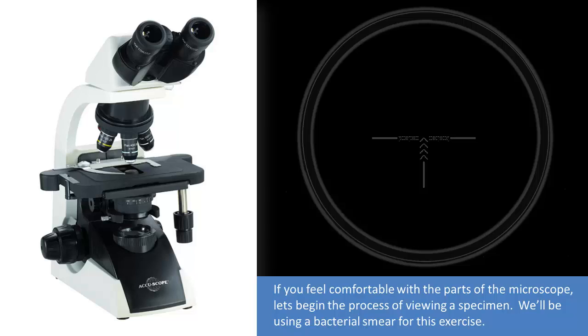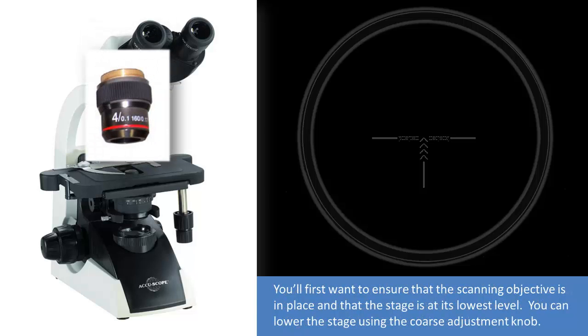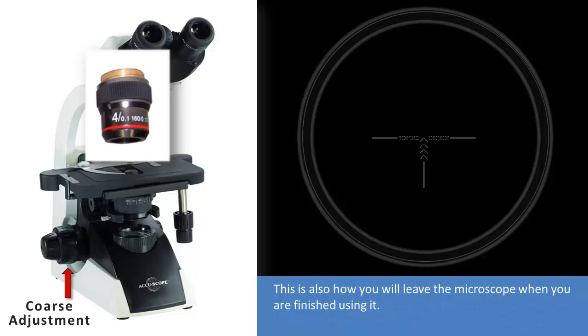Okay, if you feel comfortable with the parts of the microscope, let's begin the process of viewing a specimen. We'll be using a bacterial smear for this exercise. You'll first want to ensure that the scanning objective is in place and that the stage is at its lowest level. You can lower this stage using the coarse adjustment knob. This is also how you will leave the microscope when you are finished using it.